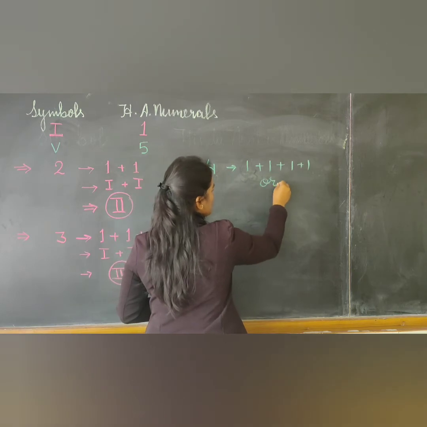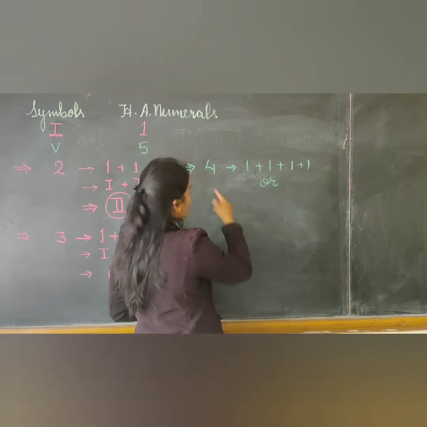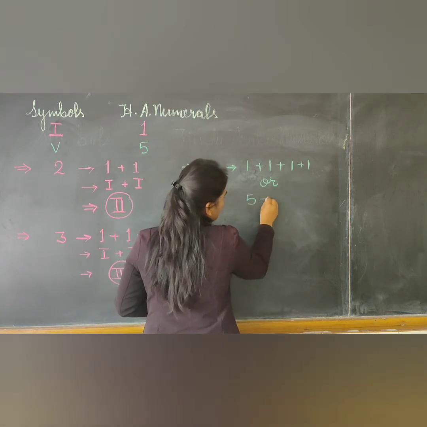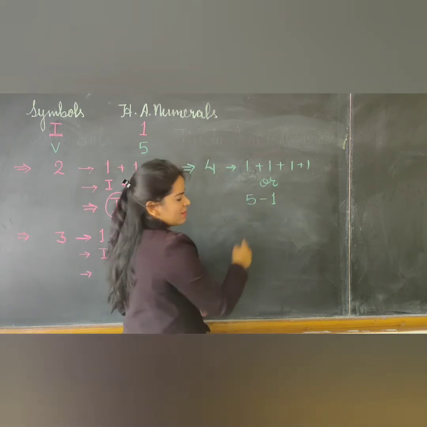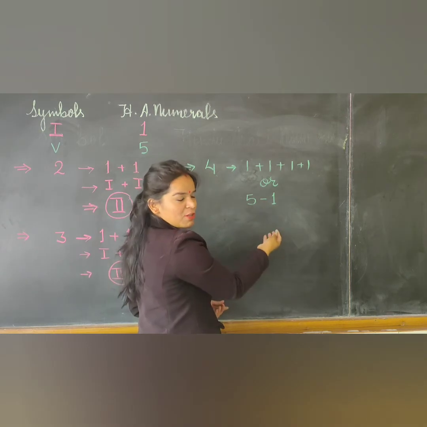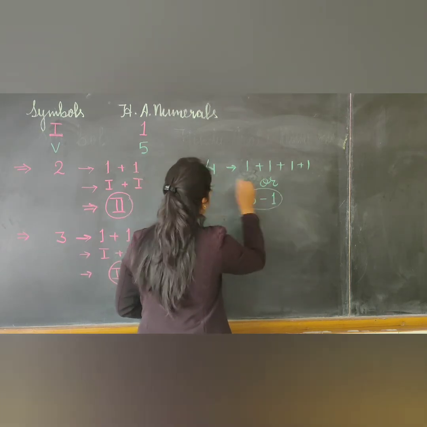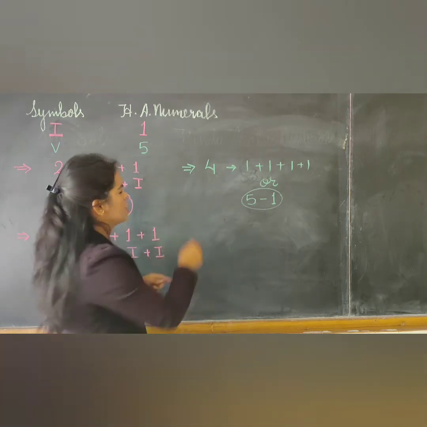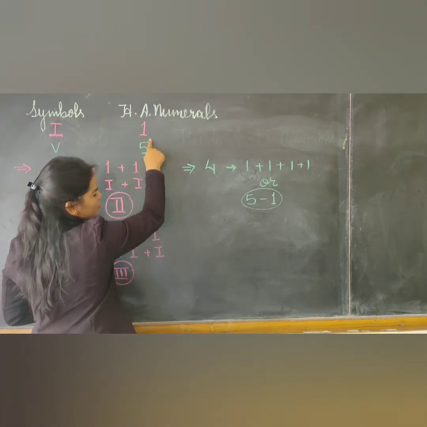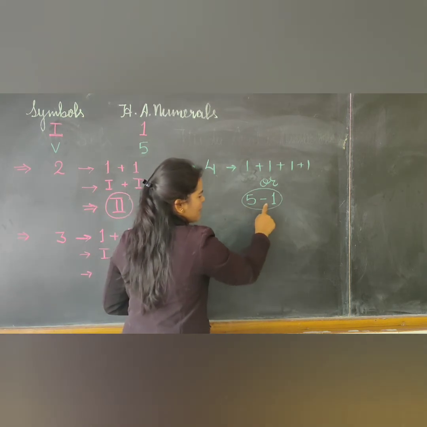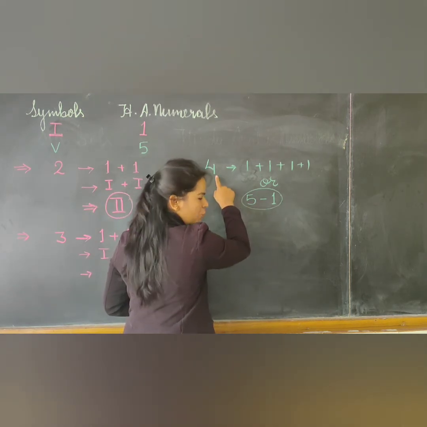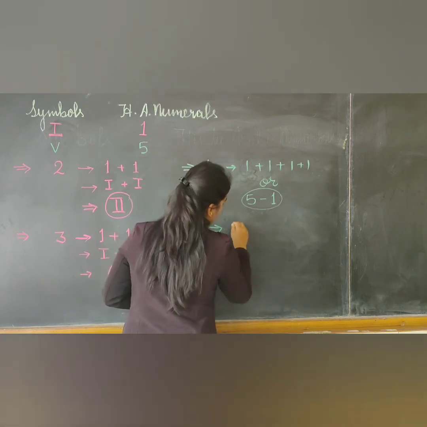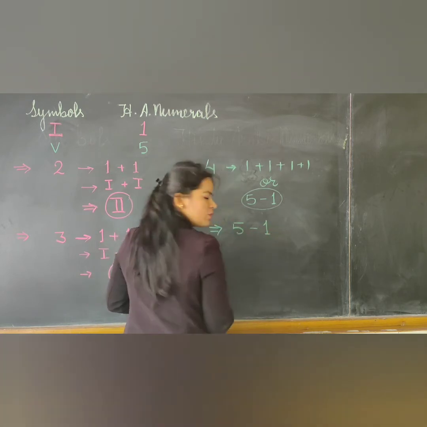Another way: how can we get 4 with the help of these two digits? We can get it like this, 5 minus 1. That is also 4. So we'll go by this method. For numbers, we have to check which is closer. So 4 is closer to 5, and with the help of 5 minus 1 we'll get the value of 4. See how we'll do that? 5 minus 1 is 4.